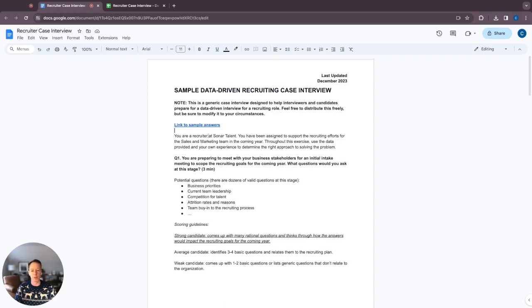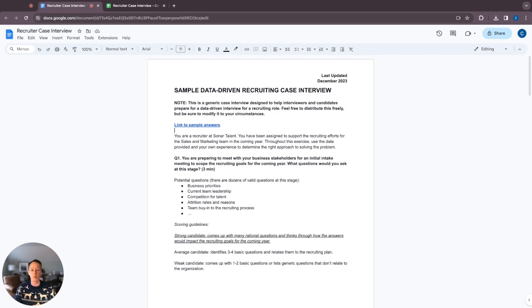I've set the company here as Sonar Talent, but you can use this for whatever size company you are currently supporting. There's a link to the sample answers here, and we'll look at those in a moment when we get to the data part of it. But really, the case is designed to walk through the whole process and capture every part of the recruiting funnel and process, and give the recruiter an opportunity to share all their insights, as well as work with live data, and give the interviewer a chance to understand whether this person can actually do the role that they're interviewing for.